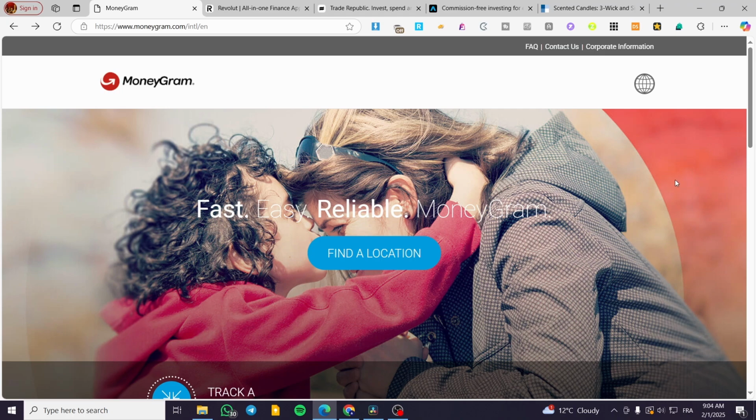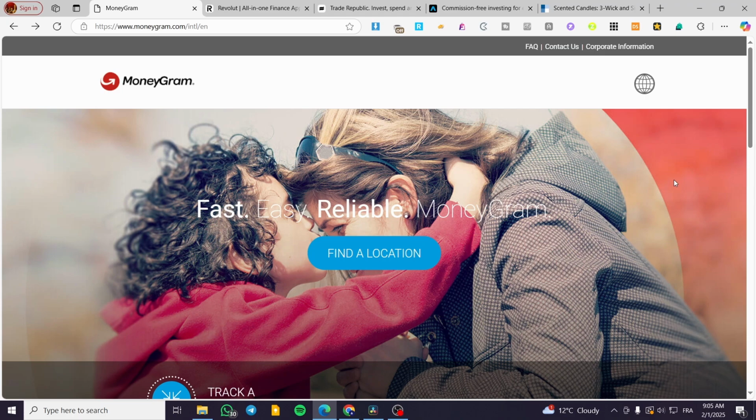So, MoneyGram is a banking platform that can be used to send and receive money internationally. They have tons of agents all around the world, and also offices that you can head over to, where you can send money or receive money.